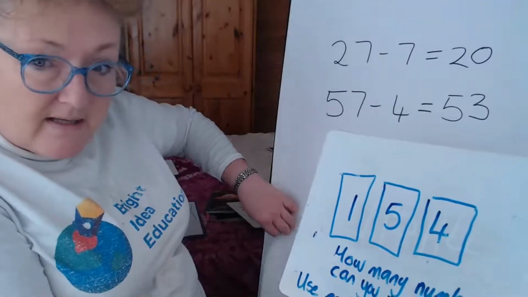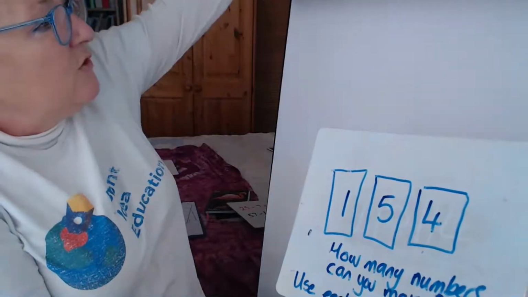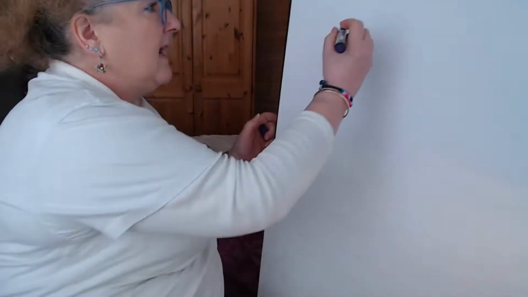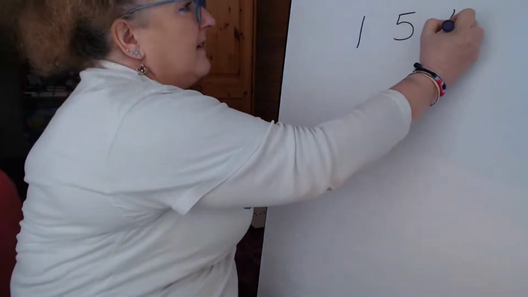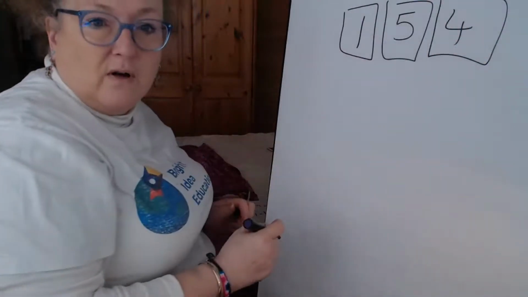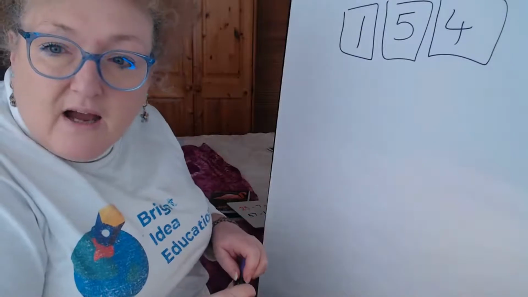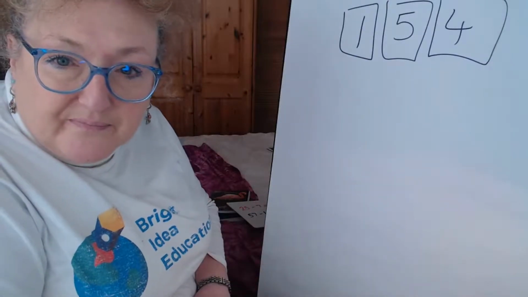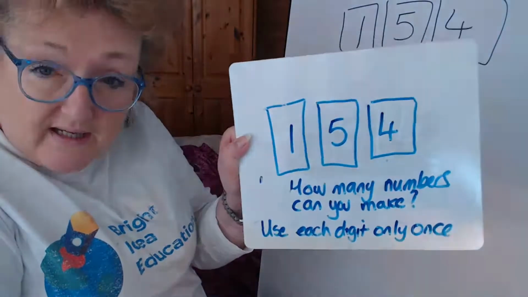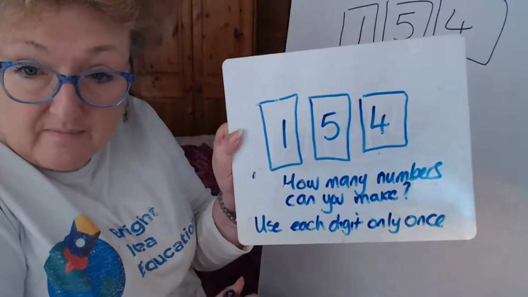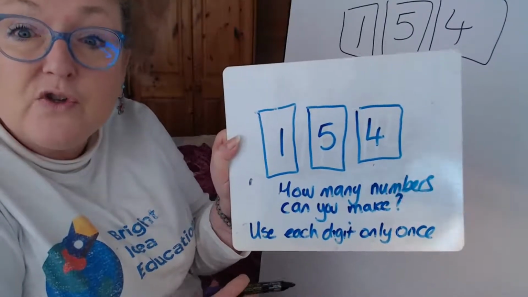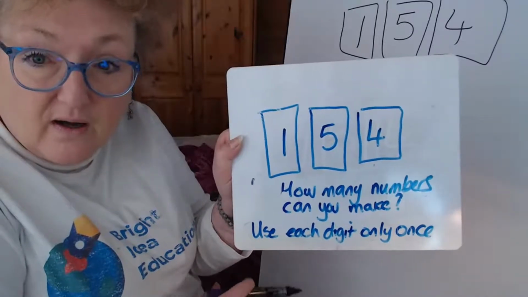The other thing about maths that is really important is that you work systematically. You have a system to your working. So we have the numbers 1, 5, and 4. Okay, 1, 5, and 4. And you were asked, how many different numbers could you make? And if you didn't do this at the beginning, because you didn't log in right at the start, then that's something that you can do. And you can choose 3 different numbers and have another go at home.